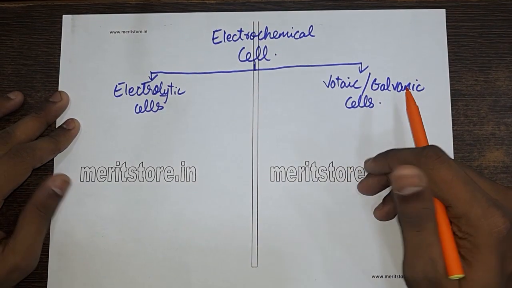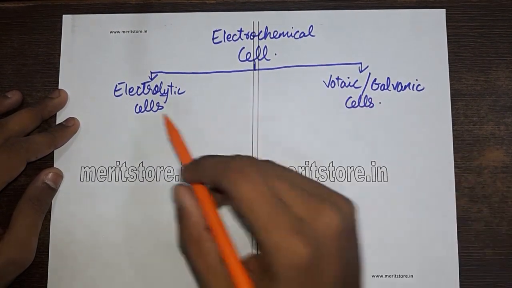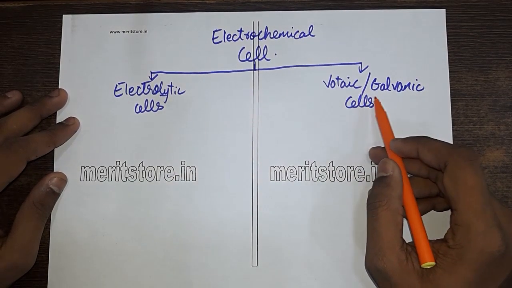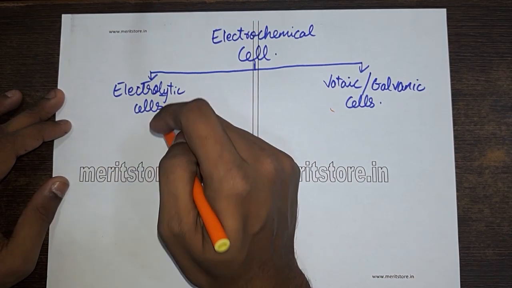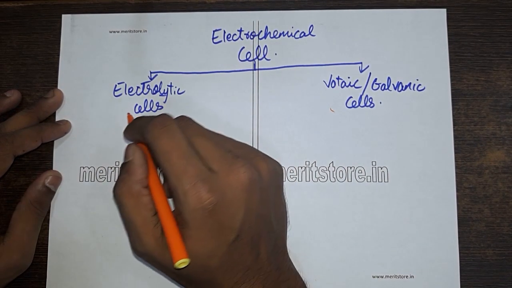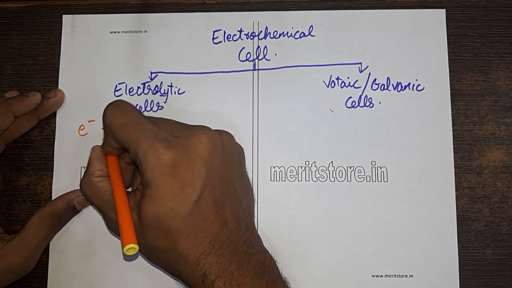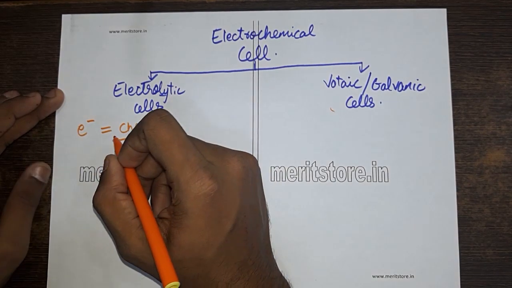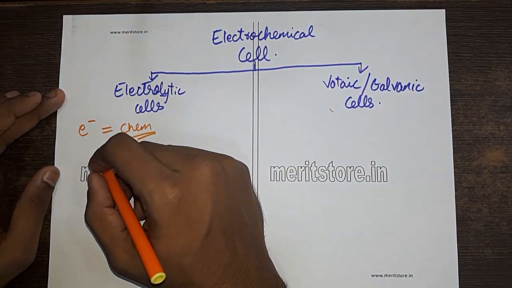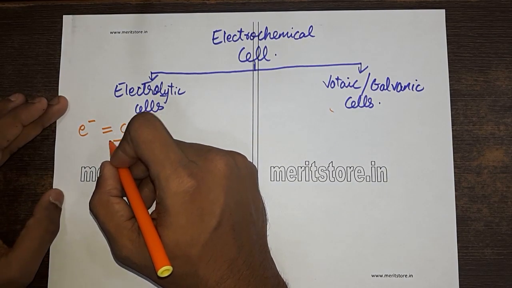We also have electrochemical cells. They can be classified as electrolytic or voltaic or galvanic cells. In electrolytic cells, conversion of electrical energy into chemical energy happens. In this, positive electrode is anode where the oxidation occurs, and the negative electrode is the cathode.